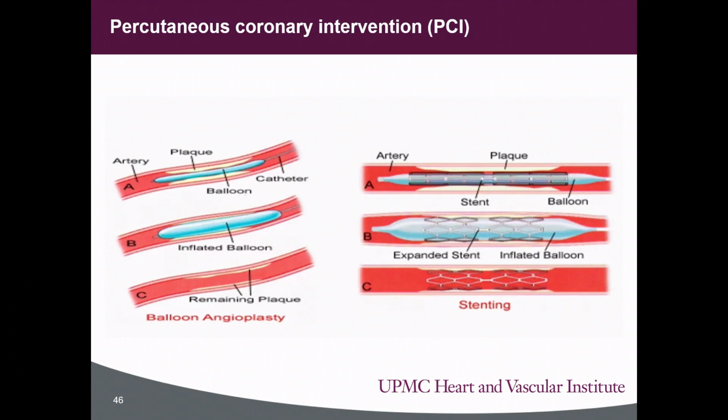Then, since the stent is a foreign object, we want to make sure that we continue dual antiplatelet therapy so that we prevent acute stent thrombosis, as the stent would be recognized as a foreign object or as causing a dissection. And also over time, we hope that with lifestyle changes we don't get in-stent restenosis, as you still could have that, just like you could have blockage elsewhere.